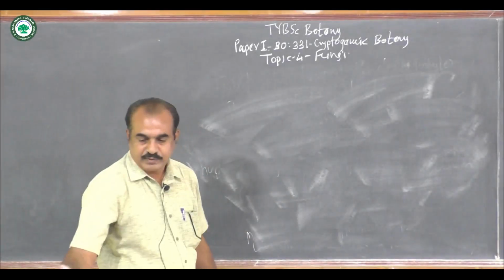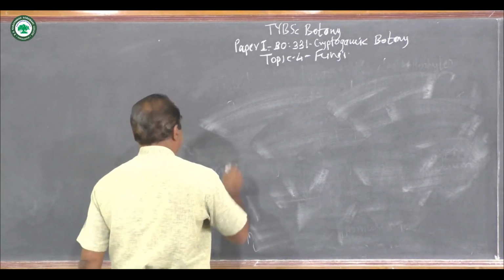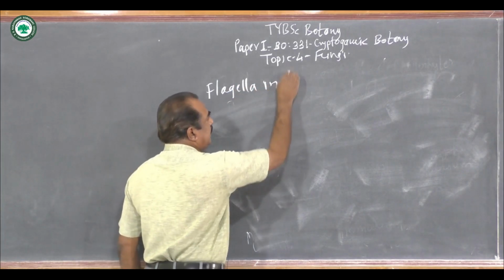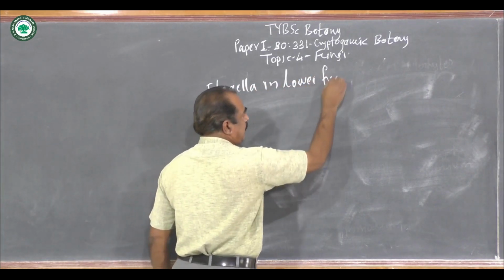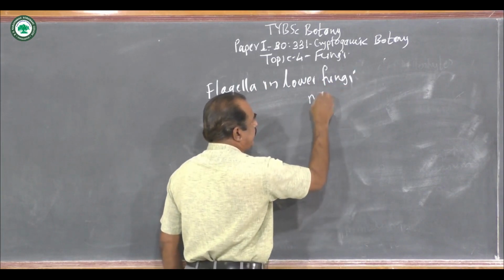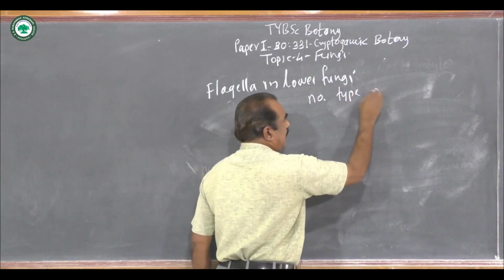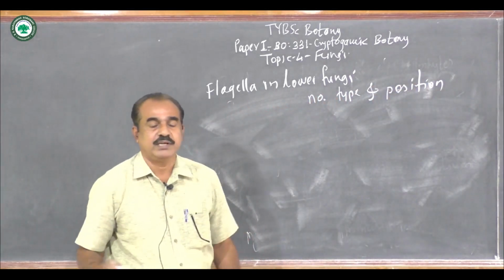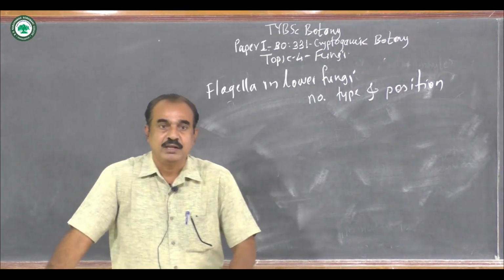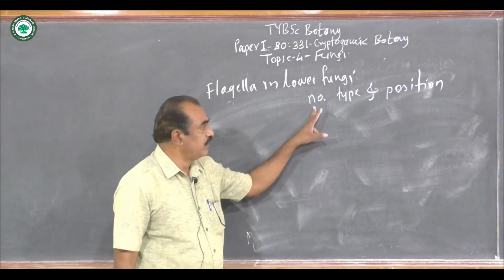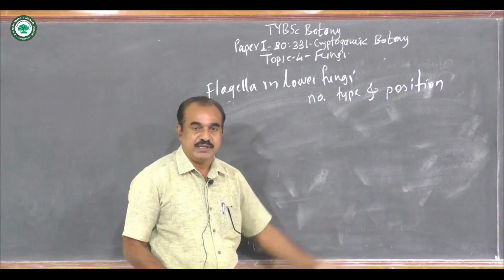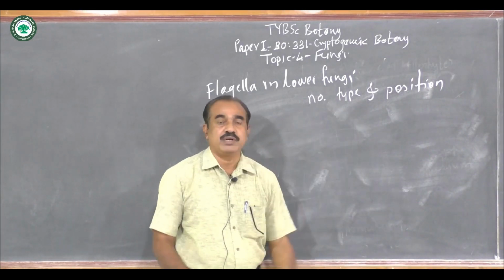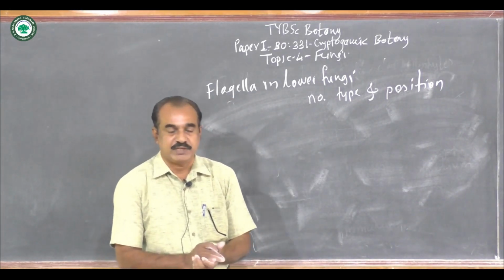Now the next point, that is the flagella. They are generally found in lower fungi. Their number, type and position. There are different types of flagella found in the fungi, and their number is different in different fungi. Their type is also different, and their position is also different. So this is the most important character for the preparation of the classification.